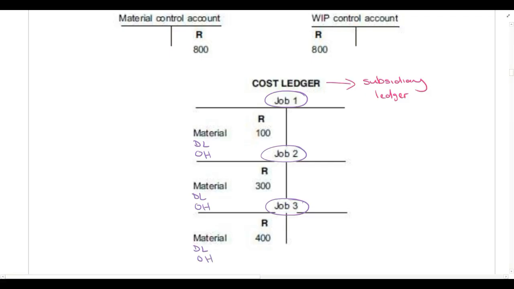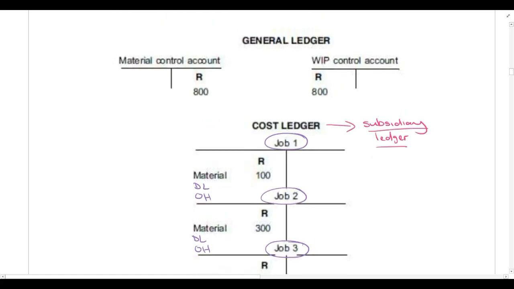But what's important to note is this is my subsidiary ledger, and everything that is sitting in my subsidiary ledger needs to tie back into my general ledger. So you'll see that this work in process control account is my general ledger account which has a control total in it. And the detail behind this sits in my cost ledger.